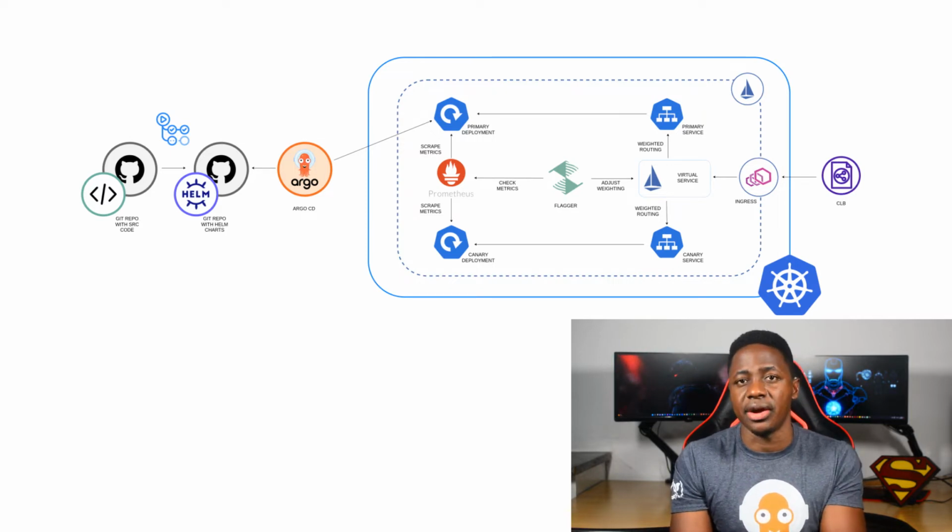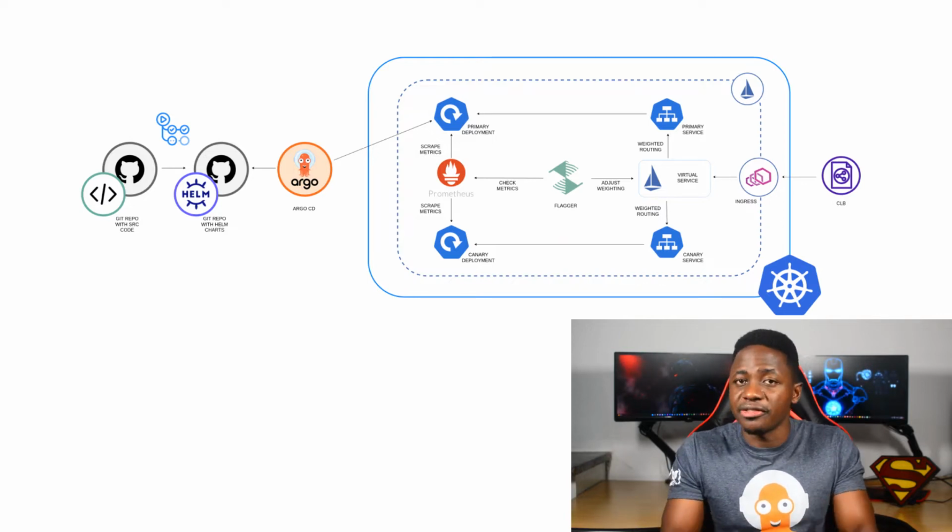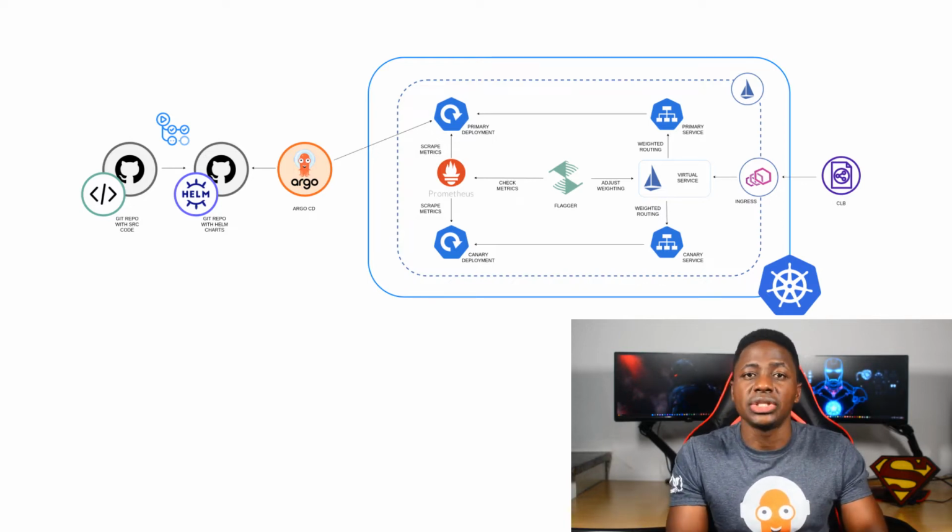primary and Canary. Virtual services are concerned with traffic routing, but after traffic routing has occurred, you can apply additional configuration using Istio destination rules. When working with Flagger and Istio, the destination rules are automatically generated.